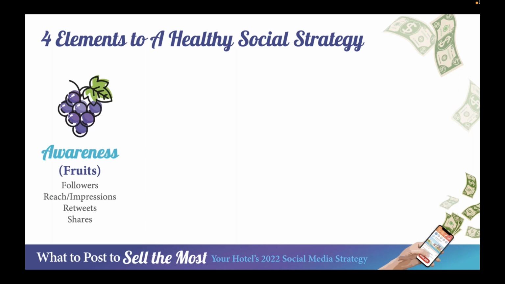The first is awareness. Now, if you started your hotel's Instagram tomorrow, your goal would not be to get likes or bookings. It would be to get followers and eyes on the content that you're about to start posting. You can't sell anything without awareness. But it's also important to note that awareness does not happen overnight. You do not automatically receive 1,000 followers when you create an Instagram or Facebook account. Every hotel starts at the same place, 0. So it takes time to build an audience.